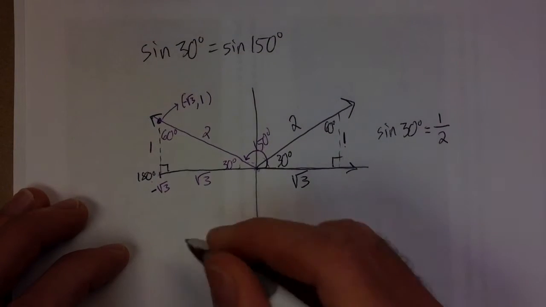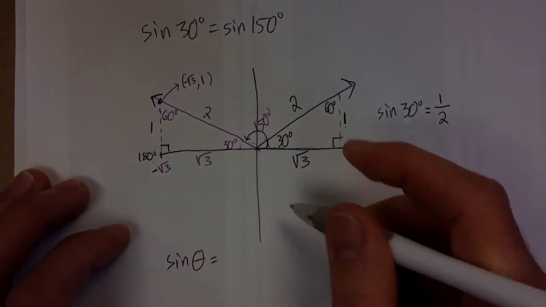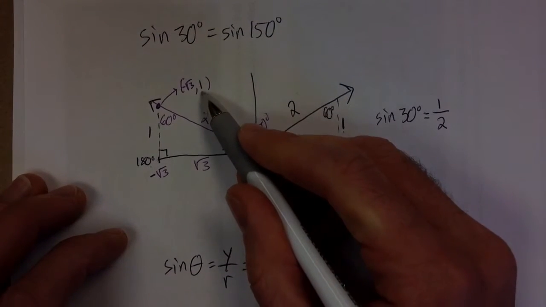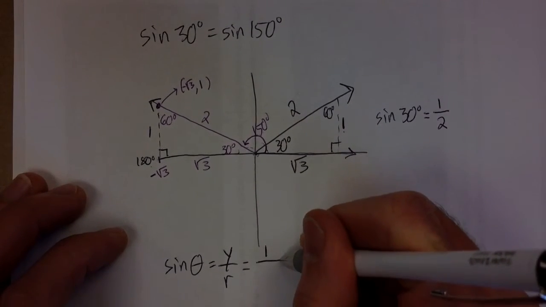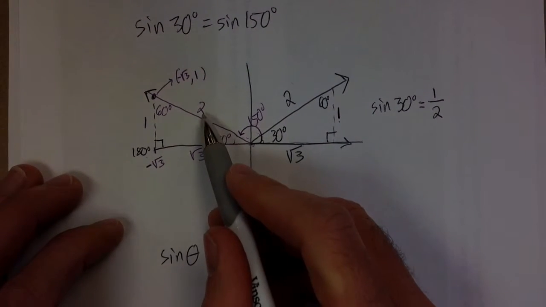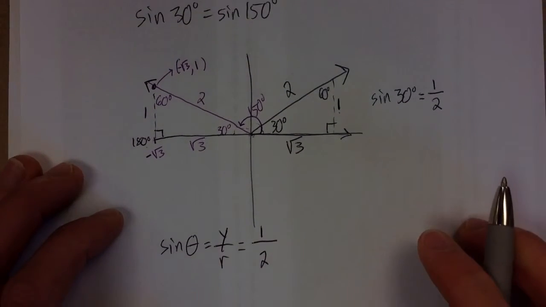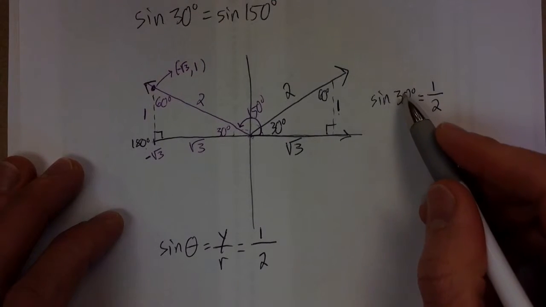We now know that sine is y over r. Our y coordinate, thanks to Brooke, is 1. The radius or the hypotenuse is 2. Okay, so sine of 150 degrees is the same thing as the sine of 30 degrees, 1/2.